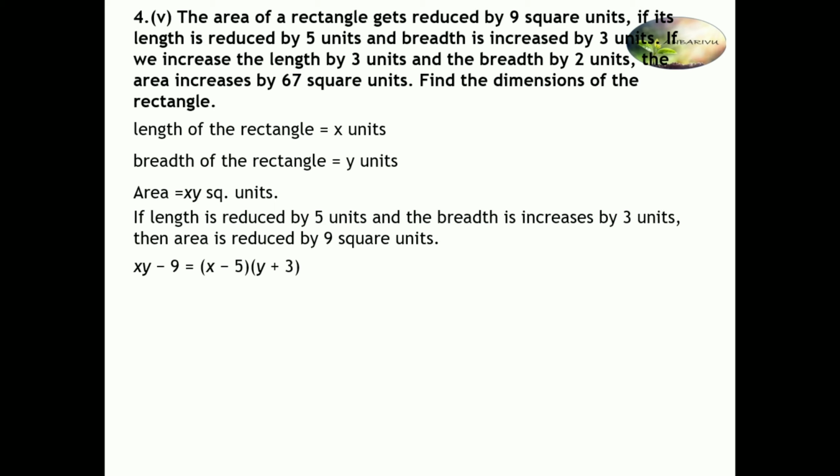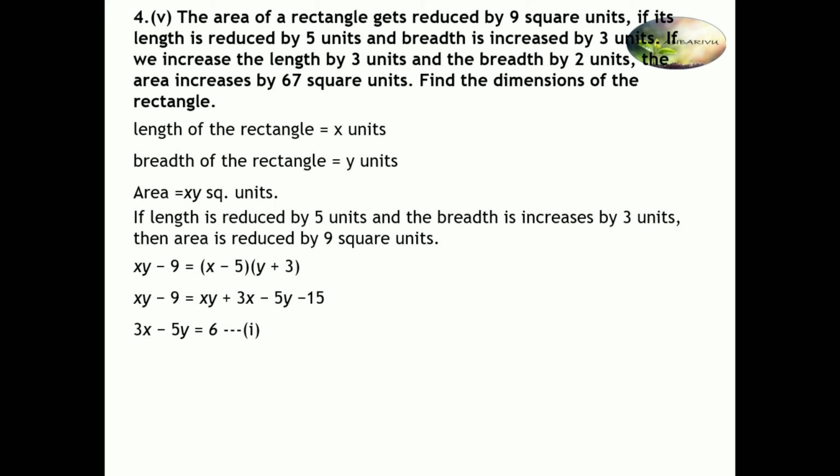Now we need to remove the bracket. After multiplying, xy minus 9 is equal to xy plus 3x minus 5y minus 15. Now we can cancel xy. After cancelling, I am moving variables to one side, numbers to the other side. After simplifying, I am getting 3x minus 5y is equal to 6. That is our first equation.